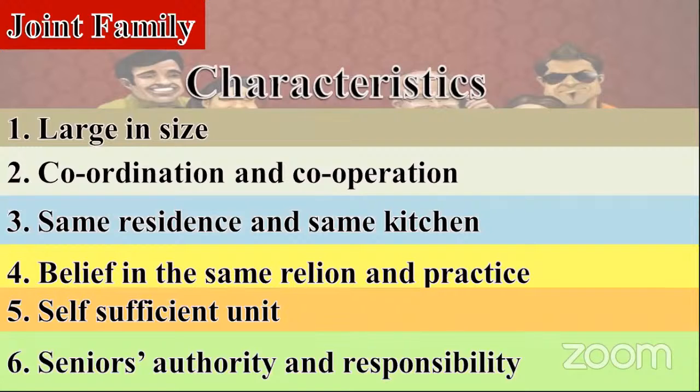Actually, there are two types of family, joint family and nuclear family. But here, based on leadership also, they have divided it into 3 ways. It means matriarchal family, patriarchal family, and then a modern nuclear family.